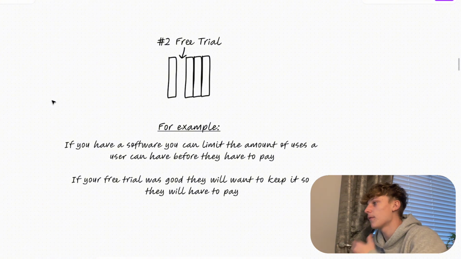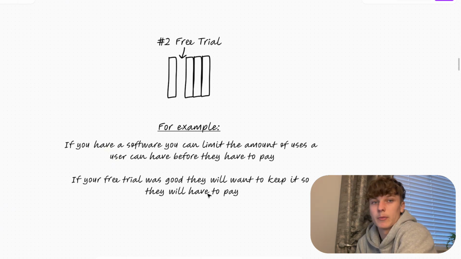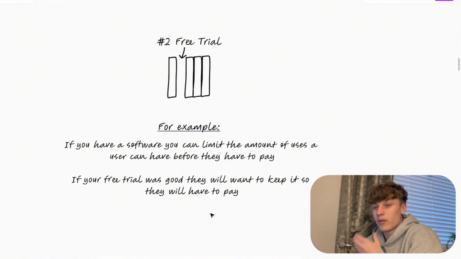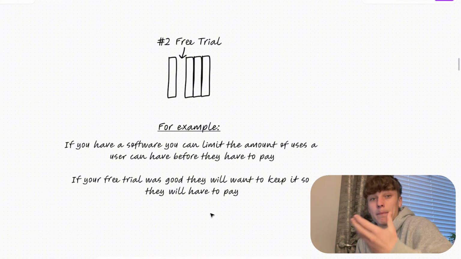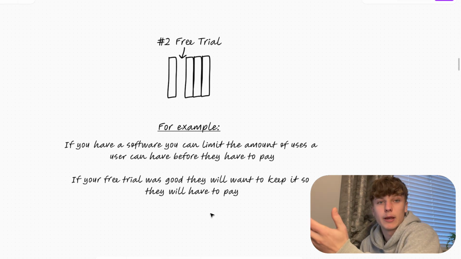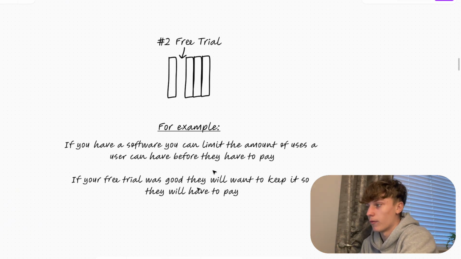For example, if you have a software, you can limit the number of users before they actually have to pay for their users. So if your free trial was good, they will want to keep it, so they will have to pay. If your lead magnet and the free value you're giving was genuinely good, they're going to want it more, which means they're going to have to pay. And that's exactly how your core offer should be positioned.